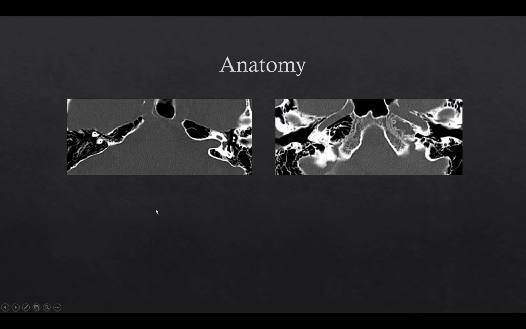Here are two CT images from a couple different patients that we'll discuss more of later. The Petrous apex is the medial part of the temporal bone, which articulates with the sphenoid and the occipital bones. It is bound by the inner ear laterally, by the petroclival fissure medially, and the petrosphenoidal fissure anteriorly.